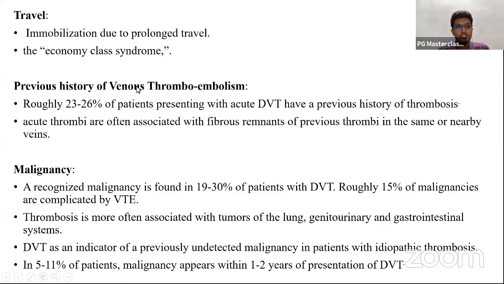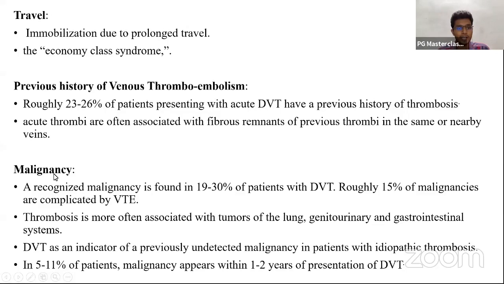If there is any previous history of venous thromboembolism, approximately 23 to 26% of patients presenting with DVT have a previous history of thrombosis. They are often associated with fibrous remnants of previous thrombi, which can act as a nidus and can progress to the formation of new thrombus.